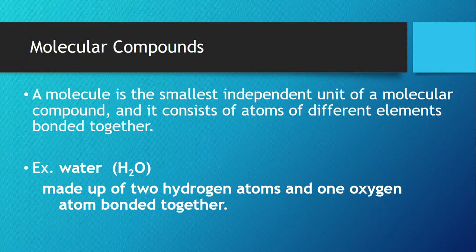So a molecule is the smallest independent unit of a molecular compound, and it consists of the atoms of different elements bonded together. Way back at the start of the semester, I talked about how an atom is the smallest independent unit of an element, while a molecule is the smallest independent unit of a molecular compound. That makes up things. So if we have a whole bunch of water, it'll be made up of a whole bunch of water molecules. So that's my example here below. Water, H2O, is made up of 2 hydrogen atoms and 1 oxygen atom, and they're bonded together. They're sharing their electrons, and they form a water molecule.